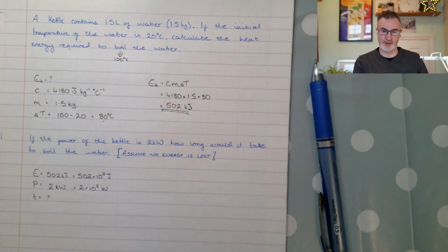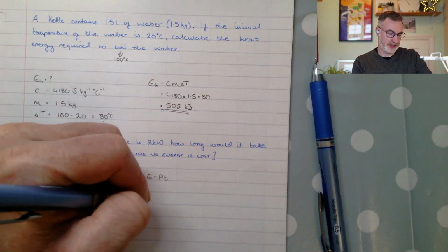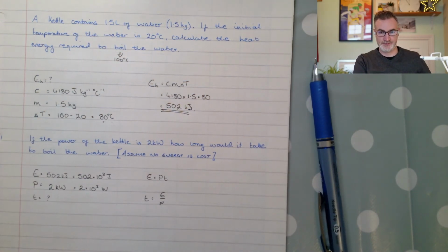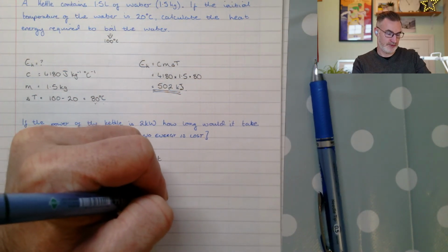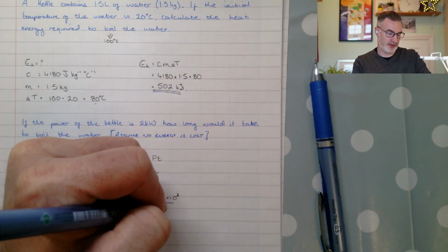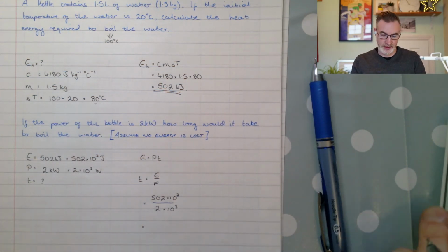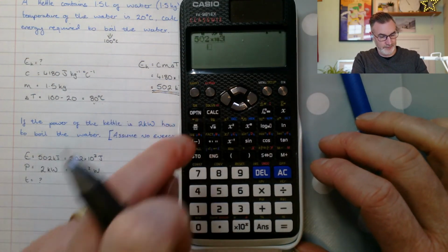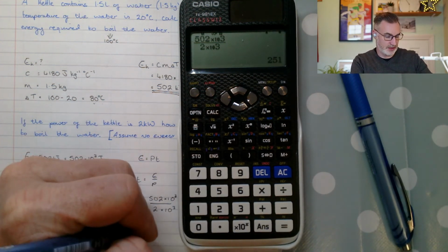And of course, time is what we're looking for. So our formula E equals P T can be rearranged to T is equal to E over P. Make our substitution: 502 times 10 to the power of 3 divided by 2 times 10 to the power of 3. And working that out will give us 251 seconds.